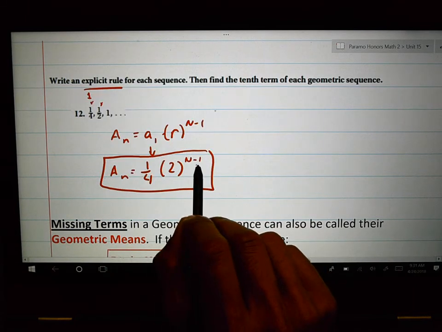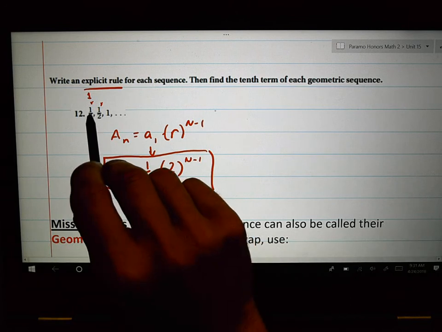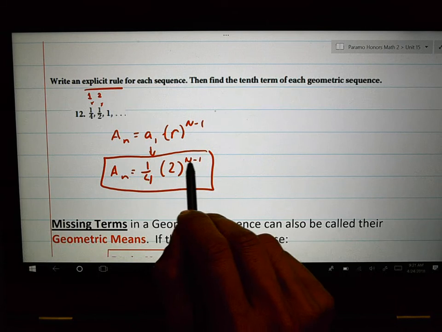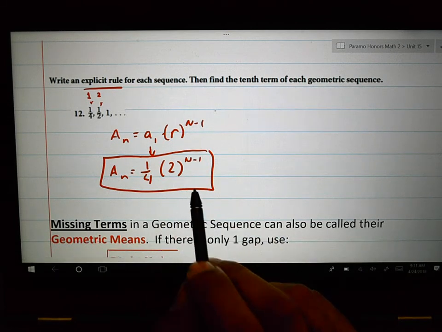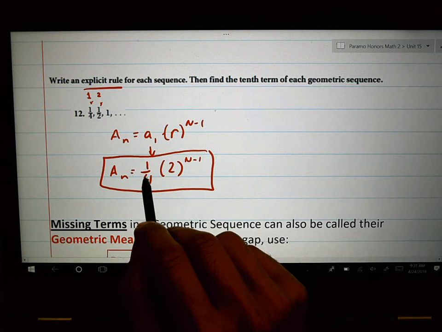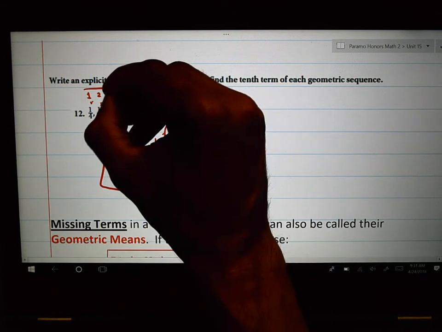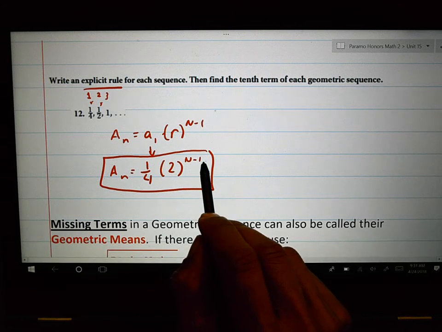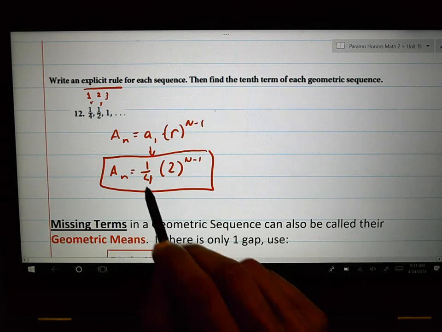1 minus 1 is 0. 2 to the 0 power is 1, times 1/4. Guess what? I get the first term number. Let's plug in the number 2. 2 minus 1 is 1. 2 to the first is 2. 2 times a 4th is 1/2. You plug in the number 3. 3 minus 1 is 2. 2 squared is 4. 4 times 1/4 is 1.